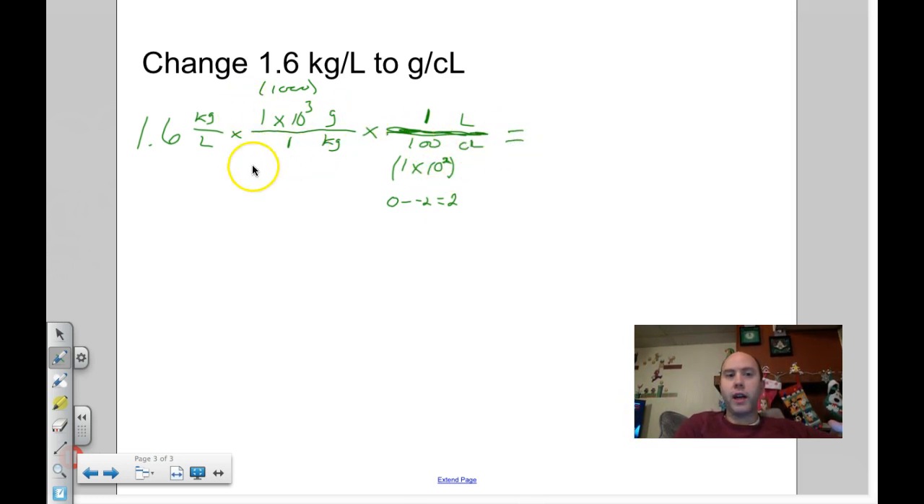Now, plug this all in the calculator. 1.6 kilograms per liter times 1,000 grams per kilogram times 1 liter over 100 centiliters. And you'll basically get 16 grams per centiliter. And you are done. So that's probably as hard as it gets when you do metric conversions.